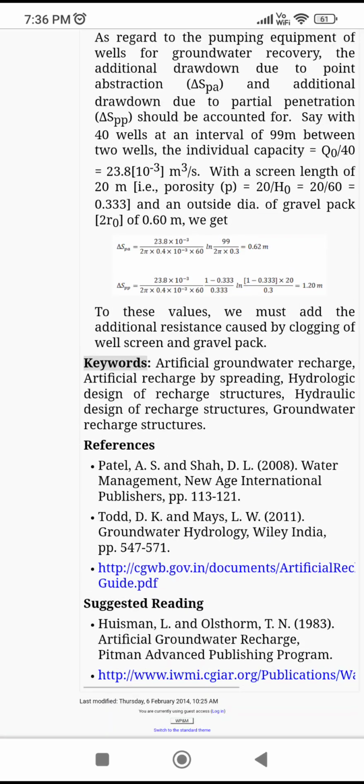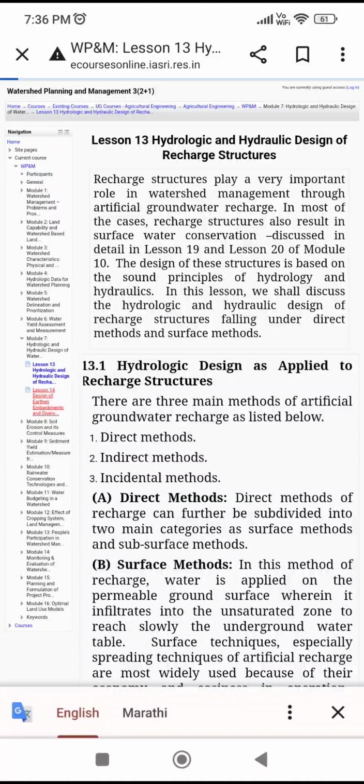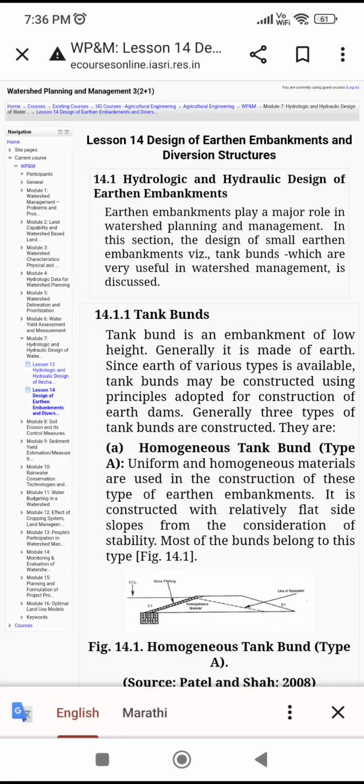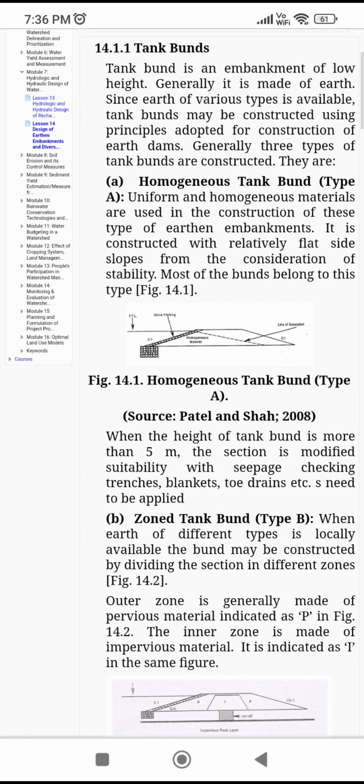Detention time. Now design of earthen embankment. Homogeneous tank bund type A. Uniform and homogeneous material are used in the construction of this type of earthen embankment. Homogeneous means single. Homo means single. So uniform and homogeneous material are used for construction of this type of embankment.